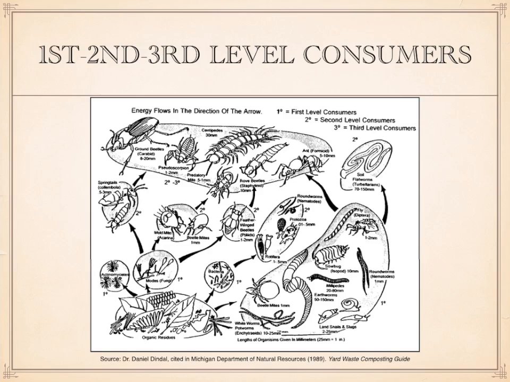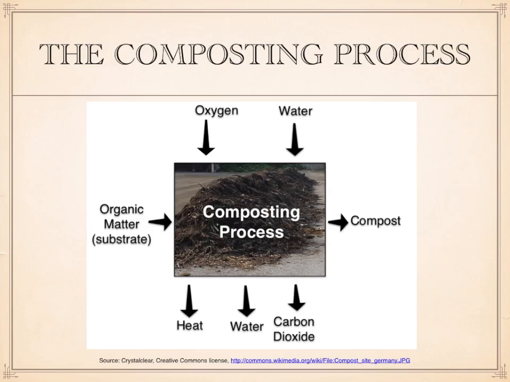On the second level we find the springtails, the mold mites, the feather-winged beetles, the rotifera, the protozoa, and the nematodes. Finally, the third level consumers feed on the second level consumers, and the third level consumers are the ground beetles, the pseudoscorpions, the predatory mites, rove beetles, and ants.